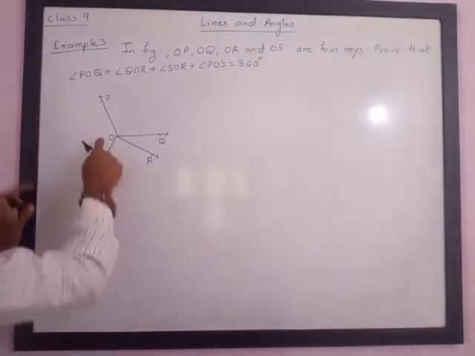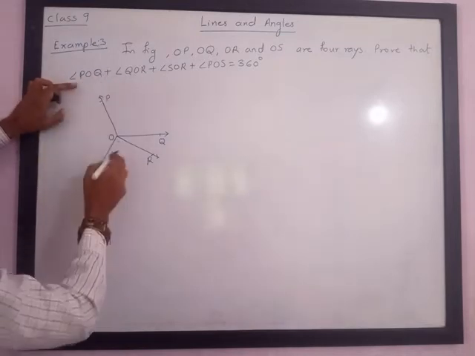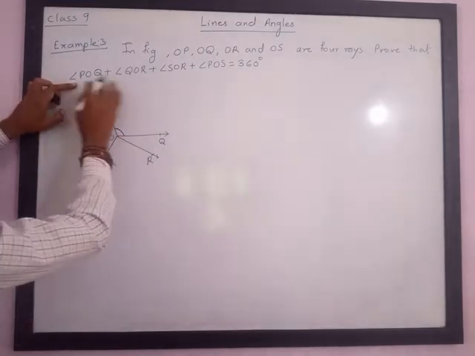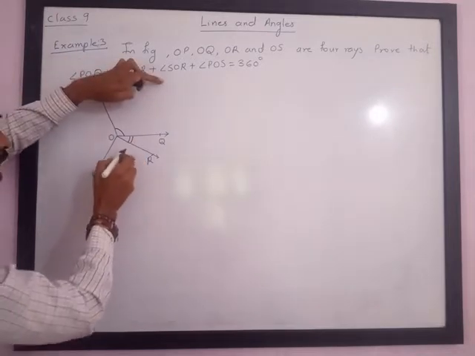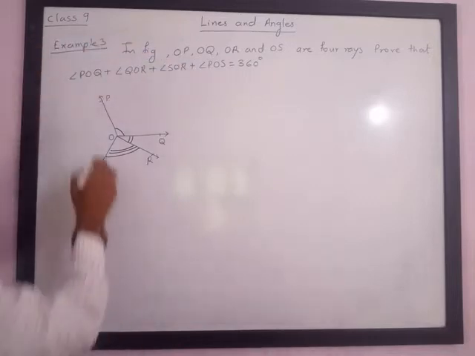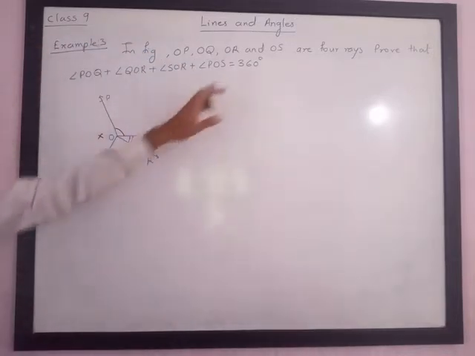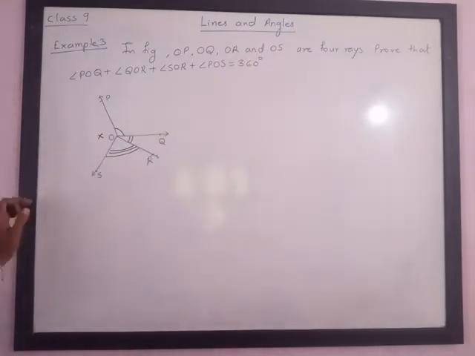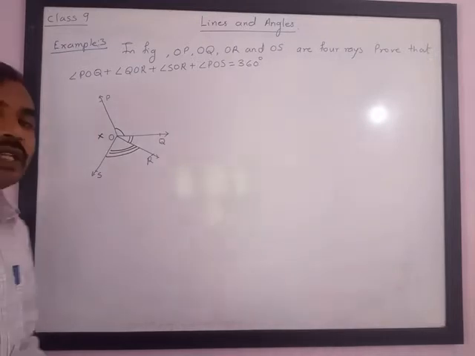OP, OQ, OR and OS are the 4 rays, and POQ means this angle. Angle POQ plus angle QOR plus this angle SOR, and angle POS means this angle from this side, the sum of all 4 angles is 360. This is what the question asked. We have to prove that the sum of the measures of all these 4 angles is 360.